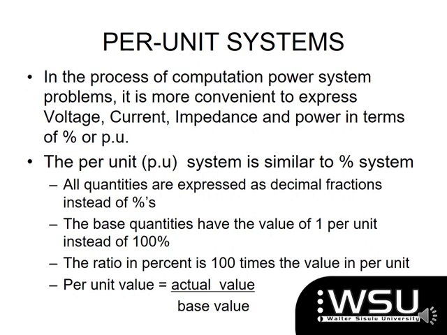Then the ratio, or the per unit value, would normally equal the actual value that you have or are given in your system, divided by a base. So I have to give you a base value, or you have to decide on a base value, which is going to be a value that is common on your system, or the largest value that you have on your system for that item. It will be clearer as we go along in the chapter.